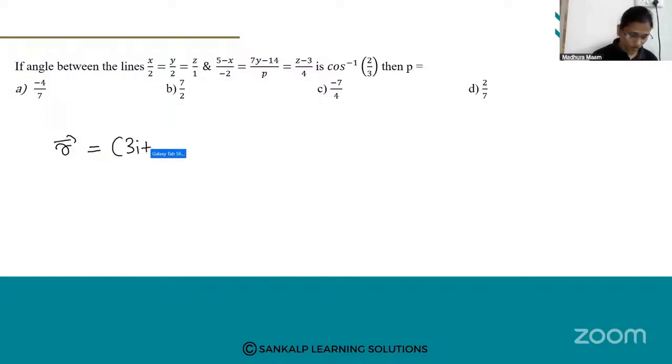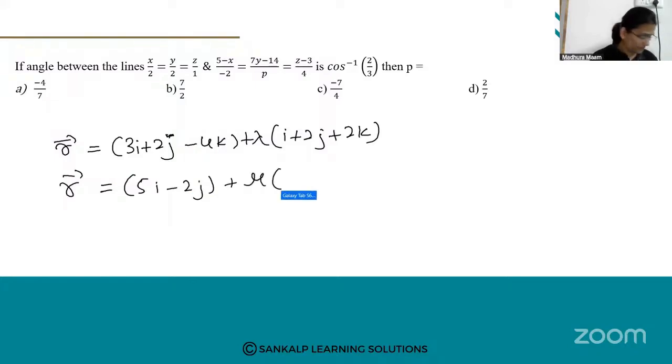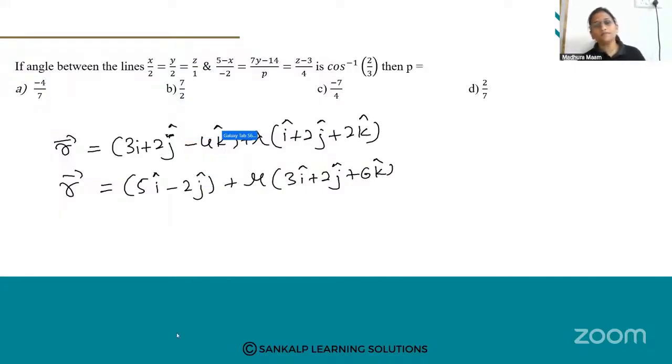3i plus 2j minus 4k plus lambda into i plus 2j plus 2k. And the other equation of the line in vector form is 5i minus 2j plus mu into 3i plus 2j plus 6k. So my question is, find the angle between the lines. These are the given lines. So this is in which form?